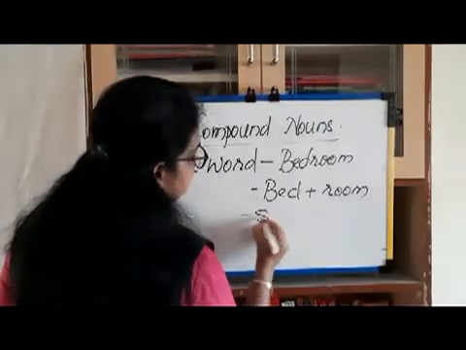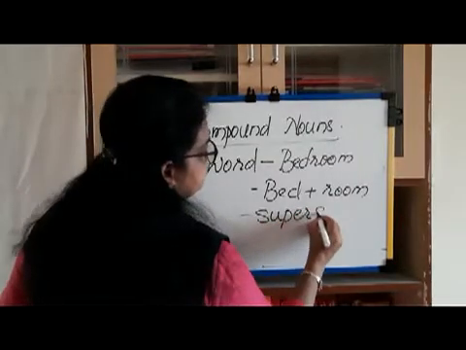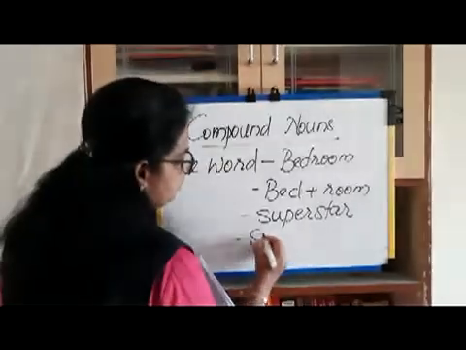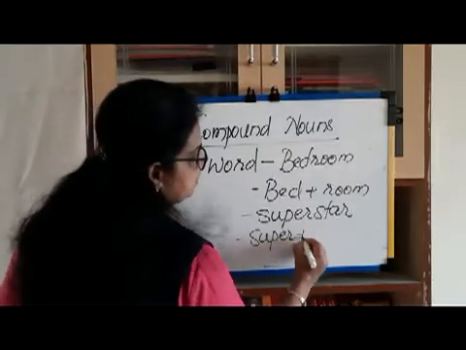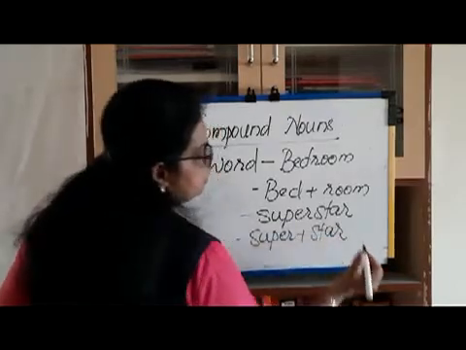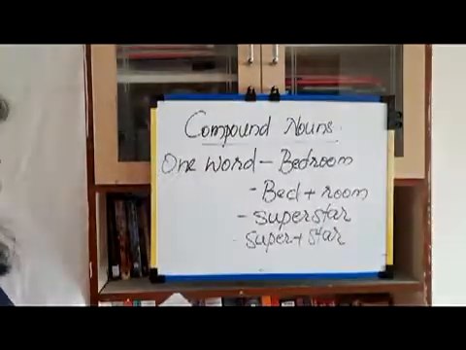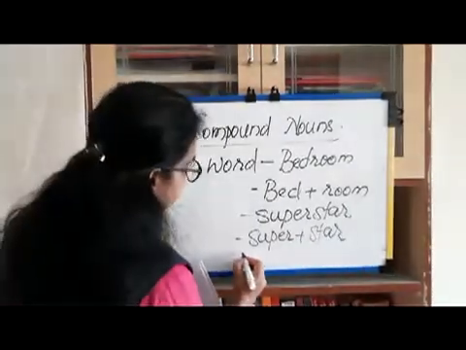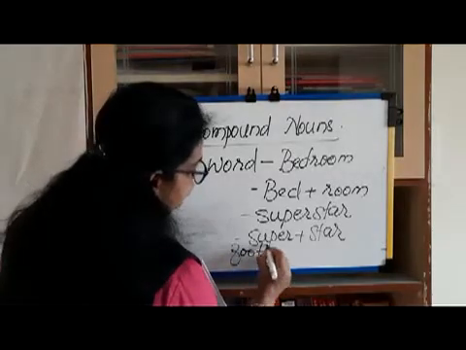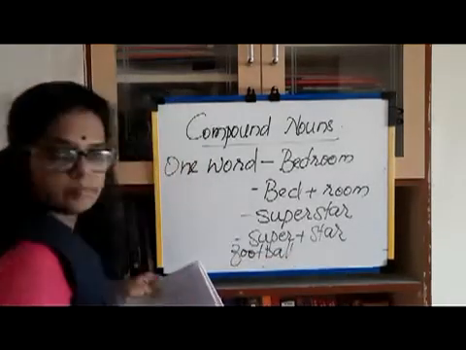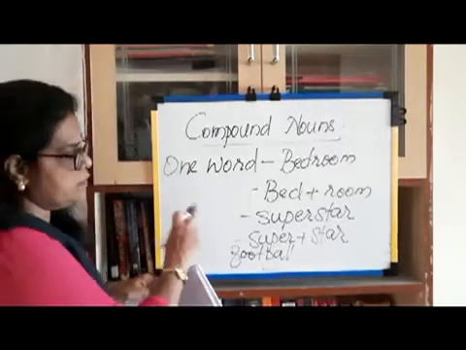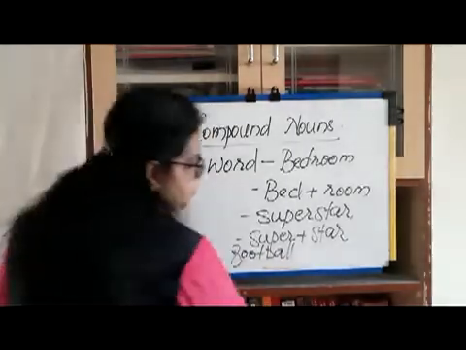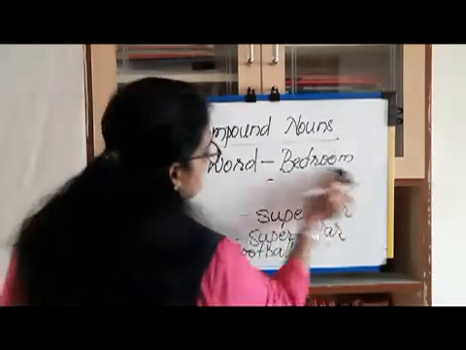Another example is superstar. Written as one word. How do we make it? Super plus star. That is superstar. And here it is given, football. This is one word. We write it as one word. We make it with foot plus ball.